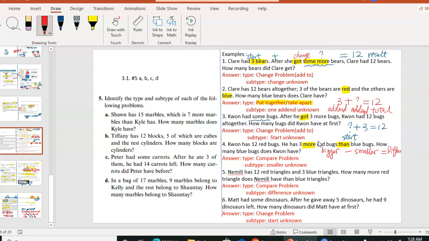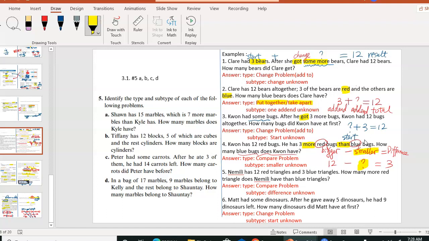How many more? So in this case, I should label red is bigger, blue is smaller. One has 12 red, so red is given. But how many blue is unknown, so that's a question mark. The difference is 3 more. So notice here the unknown is going to be the smaller. Smaller is unknown. So that's how I got that subtype.